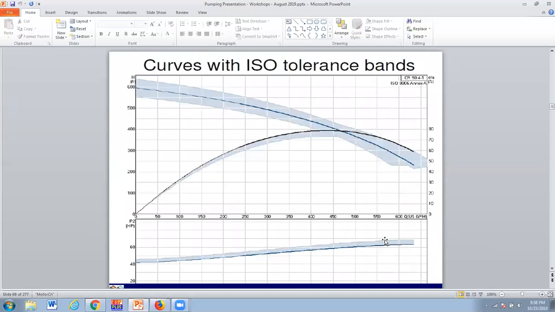These are the ISO tolerance bands on these various curves. So you see they're not even required to be completely correct, or they allow some wiggle room in what's published. So you get some kind of an idea of how much is allowable before they could be forced to retest or come up with an additional set of data for a particular pump.